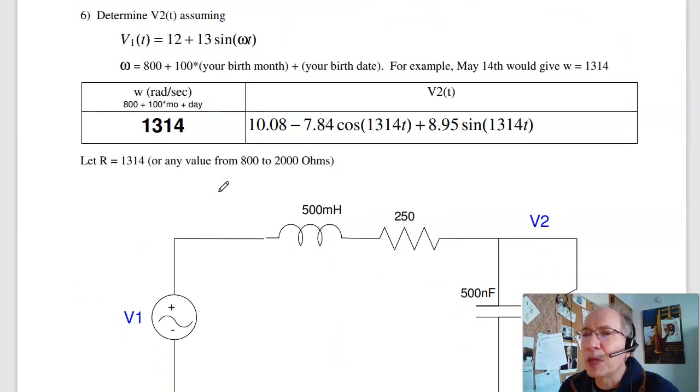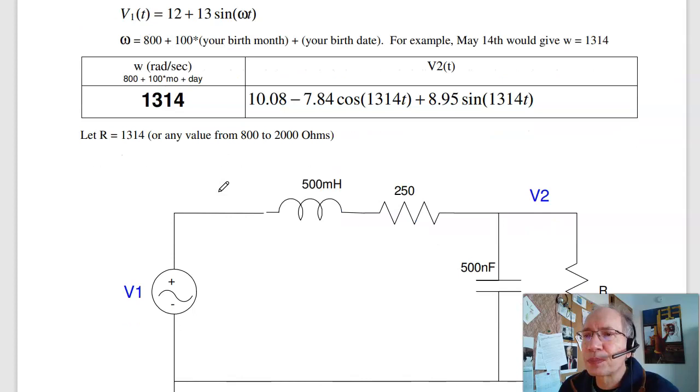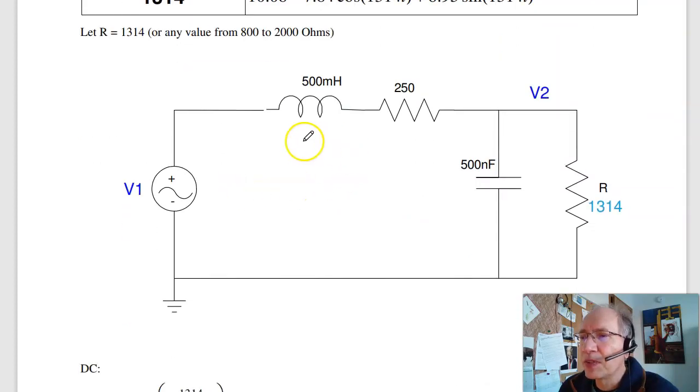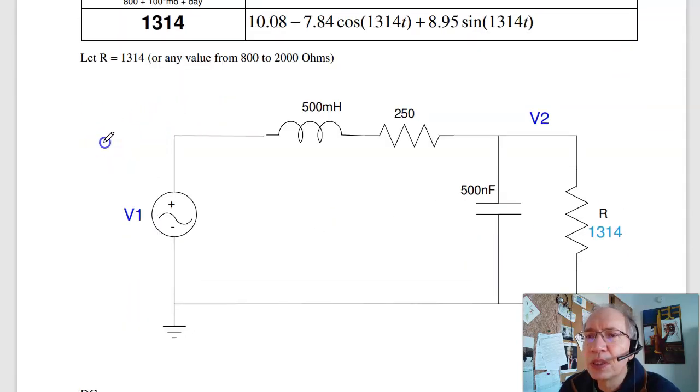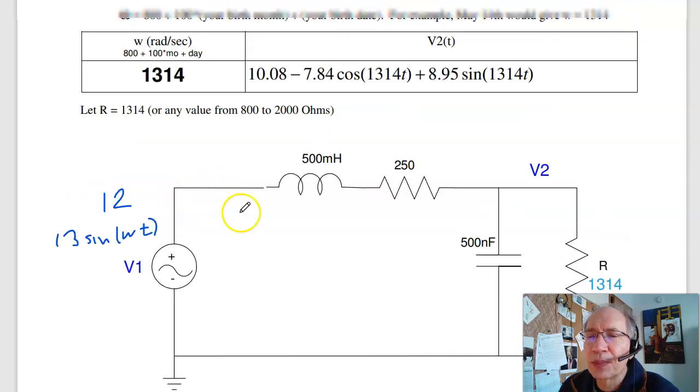The last problem is, if I have this circuit, find the output when the input is equal to 12 plus 13 sine of omega t. And omega is based upon your birth date. That has DC and AC analysis.